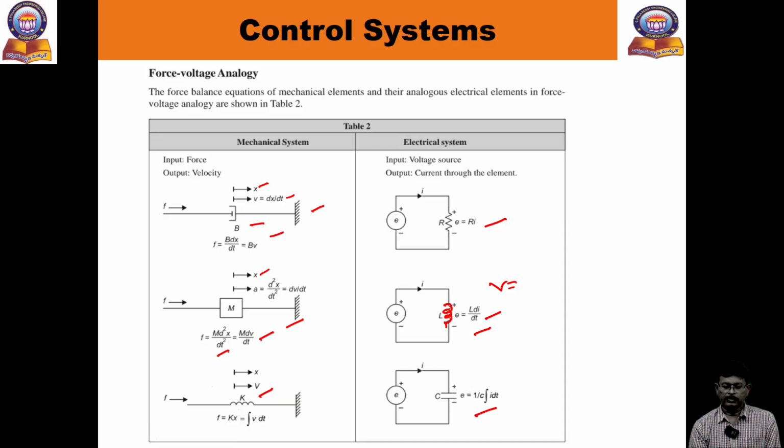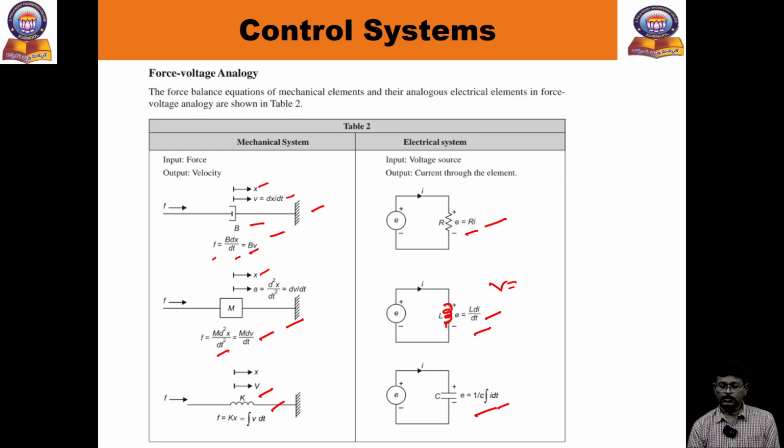Similarly, for the dashpot B, force is equal to B into dx by dt in the mechanical system, or Bv. Similarly here, E equal to I into R. Coming to the spring constant, F equal to Kx, or K integral v dt. Similarly, here E equal to 1 by C integral I dt, right? So these are the basic elements compared between the mechanical system and the electrical system.